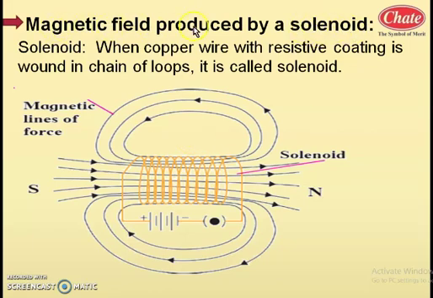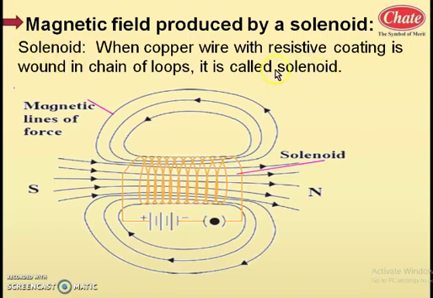So, magnetic field produced by a solenoid. This is our next heading. Magnetic field produced by a solenoid. So what is a solenoid? A solenoid is when a copper wire with a resistive coating, means this is a copper wire having the coating, is wound in a chain of loops. It is called a solenoid.